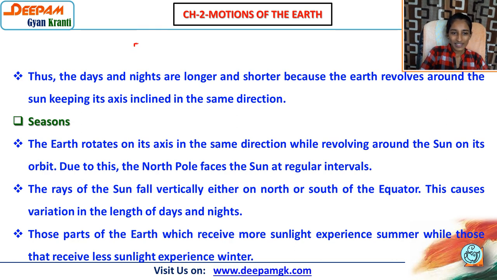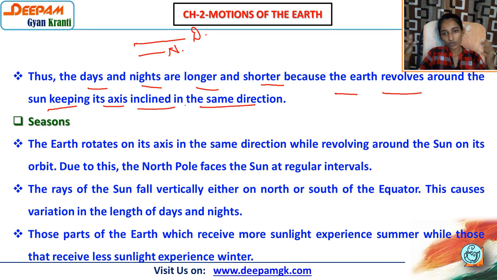And if the sunlight remains longer, so definitely the days are longer और जो नाइट हो जाएगी वो क्या हो जाएगी, शॉर्ट हो जाएगी. Thus the days and nights are longer and shorter because the earth revolves around the sun, keeping its axis inclined in the same direction. मतलब थोड़ी झुकी हुई रहेगी, इसकी वजह से क्या होगा, the days and nights are longer and shorter. Now again very important topic, seasons.